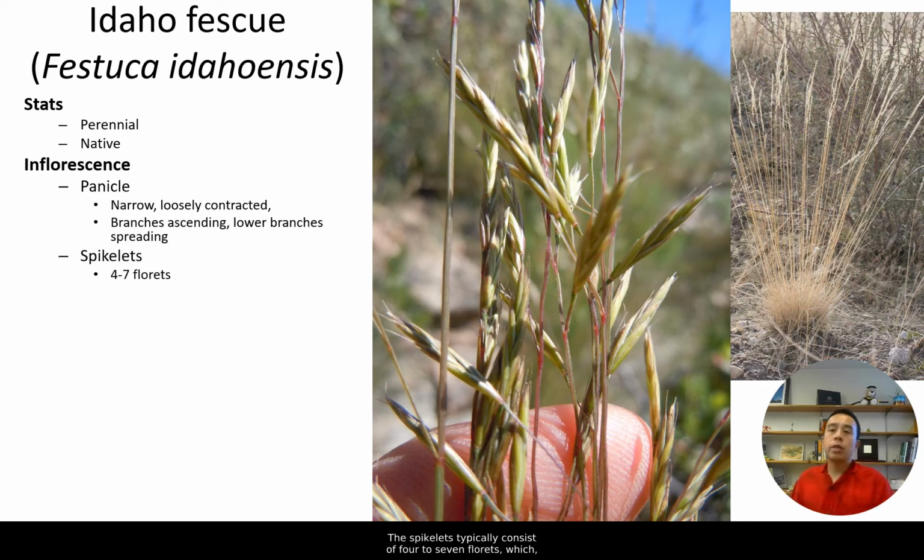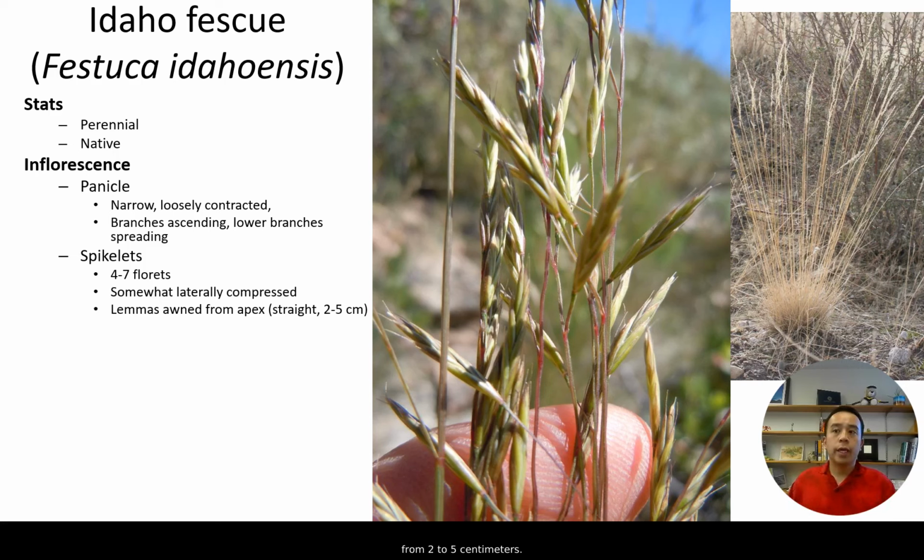The spikelets typically consist of 4 to 7 florets, which again are laterally compressed. And so this is talking within this little bunch right here. Within this spikelet, these florets are laterally compressed against the rachilla, which also gives it a somewhat narrow look to them. The lemmas are awned from the apex, which is at the tip of the lemma, and these awns are typically straight and range from 2 to 5 centimeters.